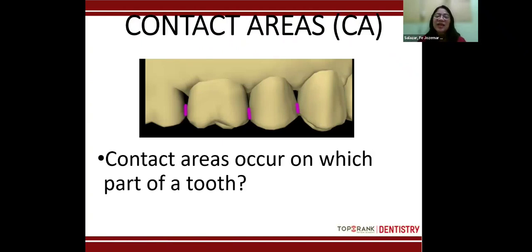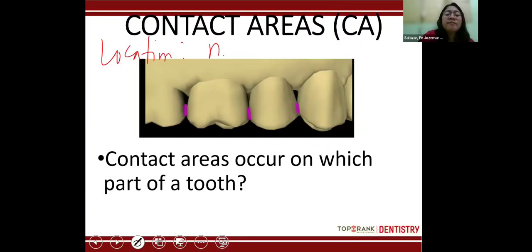Okay? Contact areas occur only, so yes, you find them. Location nila would either be mesial and distal surface of the tooth. Tama? But not the entire mesial and the distal are in contact. Correct? Okay. So, anong part ng proximal surface ang nagko-contact? Tama. The height of contour.